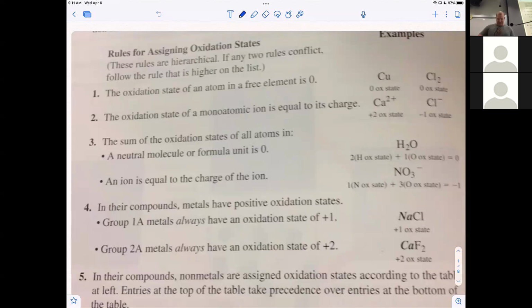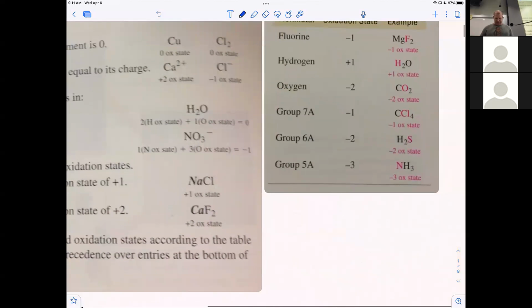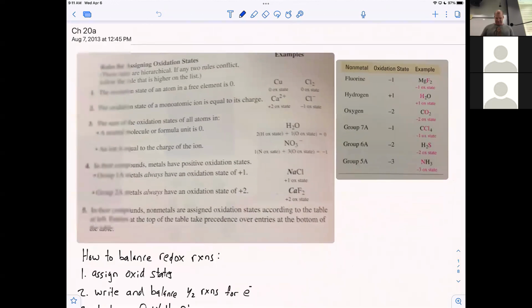Alkaline earth metals in compounds are +2. And then for everything else, there's this chart. Fluorine in compounds tends to be -1, hydrogen tends to be +1, oxygen tends to be -2. Halogens tend to be -1, oxygen family -2, nitrogen family -3. And it goes in that order, meaning fluorine being -1 is more important than oxygen being -2.